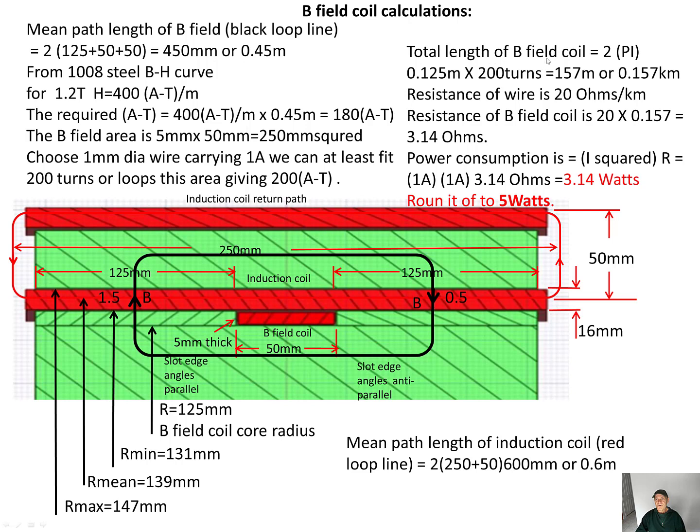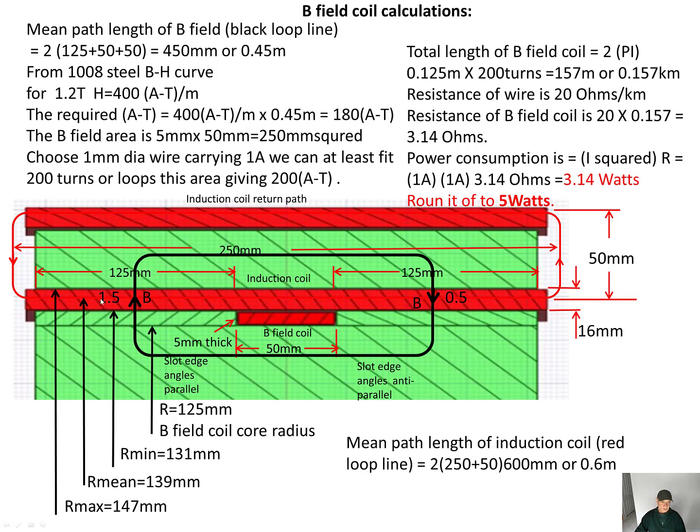Total length of the B field coil is 2 pi times 125 millimeters. In other words, the radius up to here is 125 millimeters, and it's 200 turns, so it's 157 meters or 0.157 kilometers. The resistance of the wire is 20 ohms per kilometer. The resistance of the field coil is 20 ohms times 0.157, 3.14 ohms. Power consumption, I squared R, is about 3.14 watts. Round off to 5 watts. So no more than 5 watts for the power dissipation of the B field coil under worst case conditions.